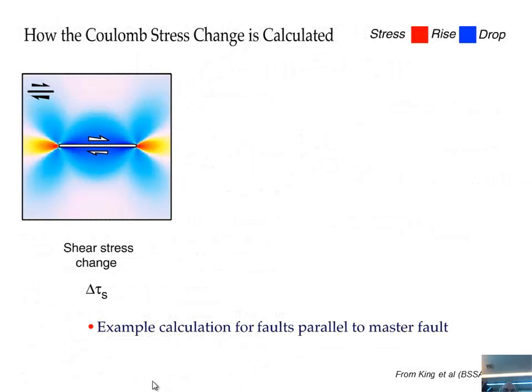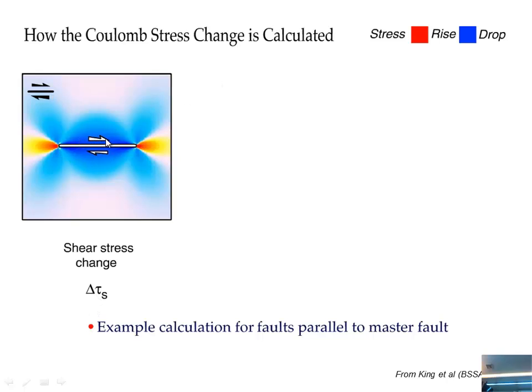And so how it looks then is we have our dislocation. So this would be the Okada fault, and he gives us the equations to calculate the stresses around it. And so you can just calculate an example calculation for faults parallel to the master fault. So these would be other faults with this orientation. And this is just the shear stress.